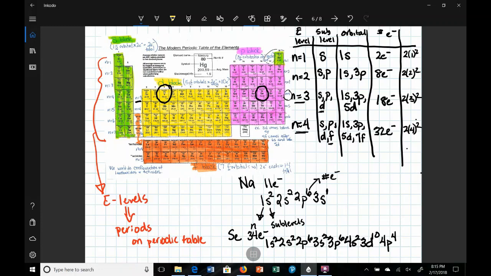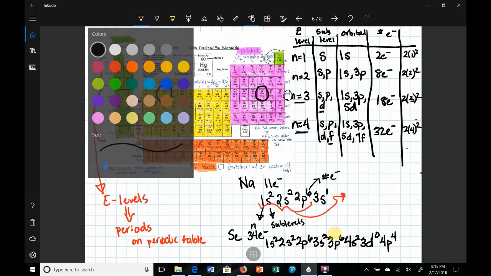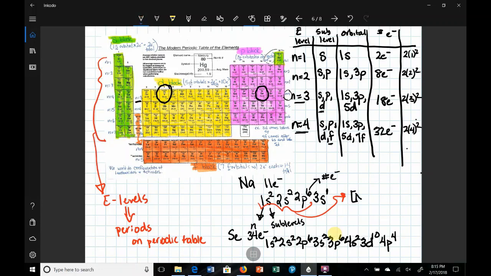So let's take a look at sodium. Sodium is number 11. The previous noble gas is neon. How many electrons does neon have? Well, the number is here, 10. So we can take these 10 electrons here and we can do this notation as neon followed by the remaining electrons in sodium. And we have our noble gas configuration.